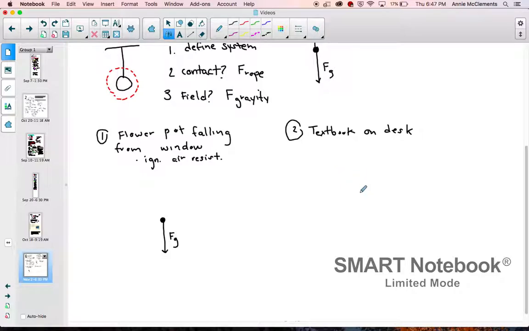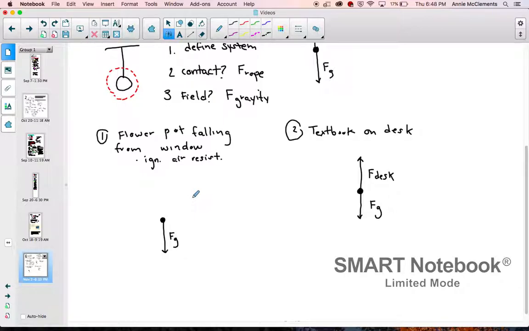Now for the textbook on the desk. Again, I'm going to make my system a dot. Is there any external force touching the textbook? In this case, it's the desk. The textbook is sitting on the desk, so the desk is exerting some upward force on the textbook, Force desk. And then assuming we're on Earth, there's some force of gravity, or force of the mass of the world, which gravity essentially is, pushing down on the textbook. So that's my free body diagram for the textbook. These are going to be really, really useful.